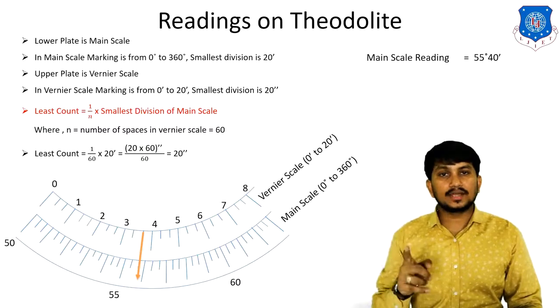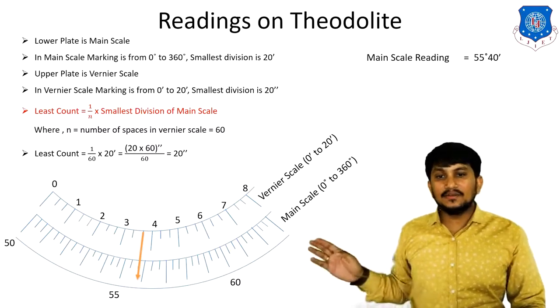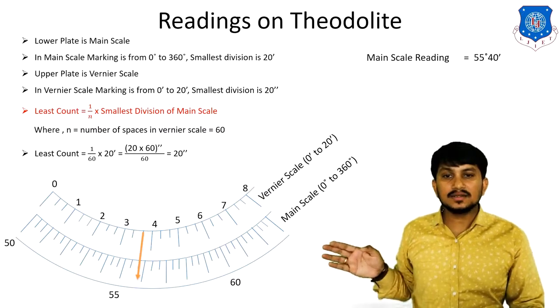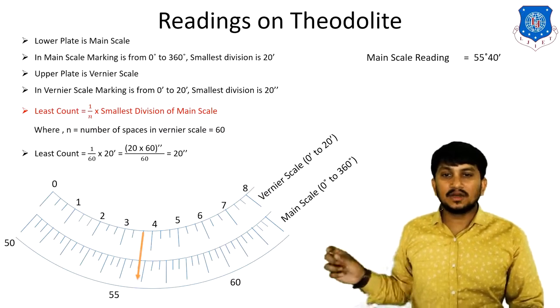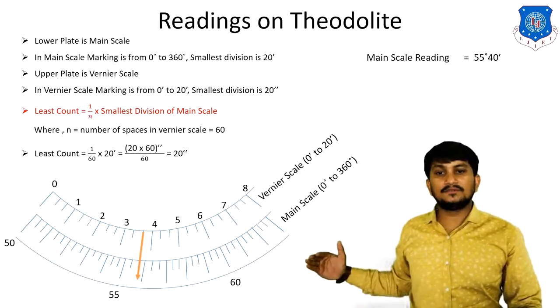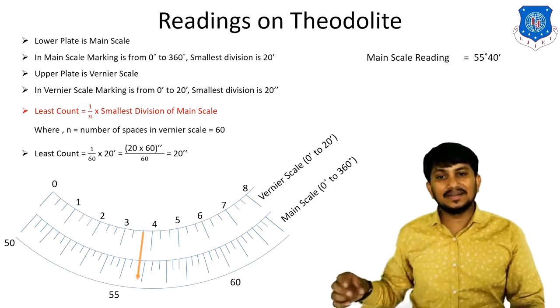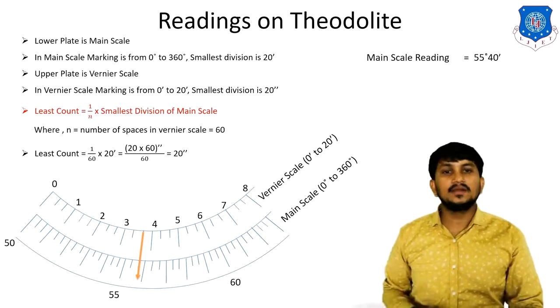First of all, we have to take the reading on the main scale. Here the main scale reading is 55 degree and 40 minute, because the smallest division in the main scale is 20 minute. So this is 55 degree, 20 and 20 minute, which is 40 minute. So the main scale reading is 55 degree, 40 minute.